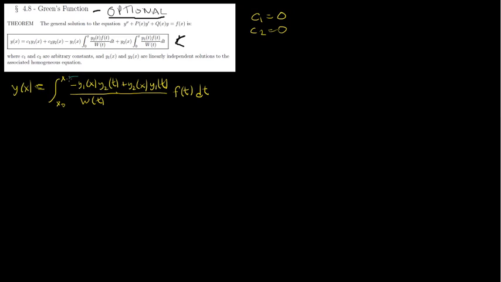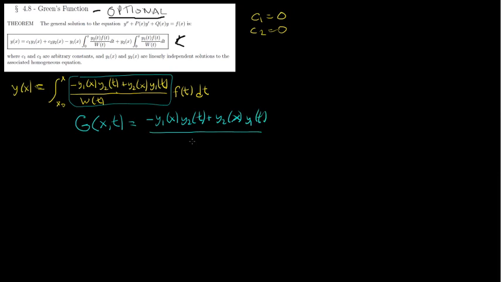Yeah, this is a particularly nice way to write it. In particular, notice that all of this is just some function of both x and t. So this is a function of x and t, and we're going to give it a name. We're going to call it g as a function of two variables, x and t. And so here it is again: it's just negative y1 of x, y2 of t, plus y2 of x, y1 of t, all divided by W of t. Remember, W is the Wronskian. Okay, so this is what we call Green's function.